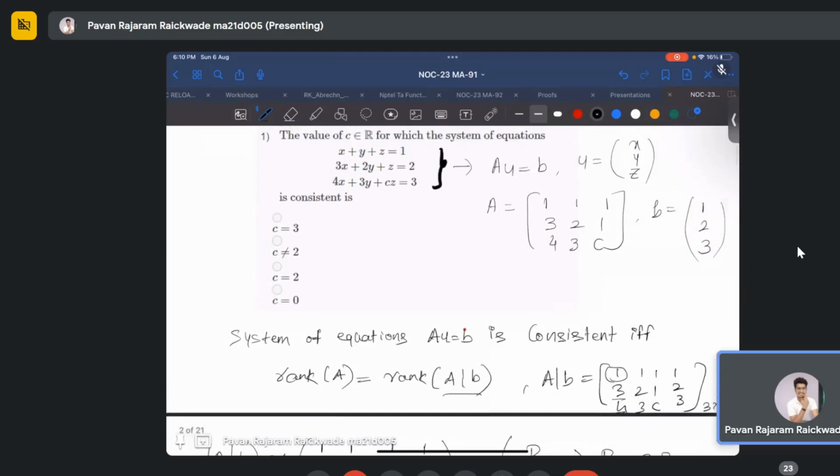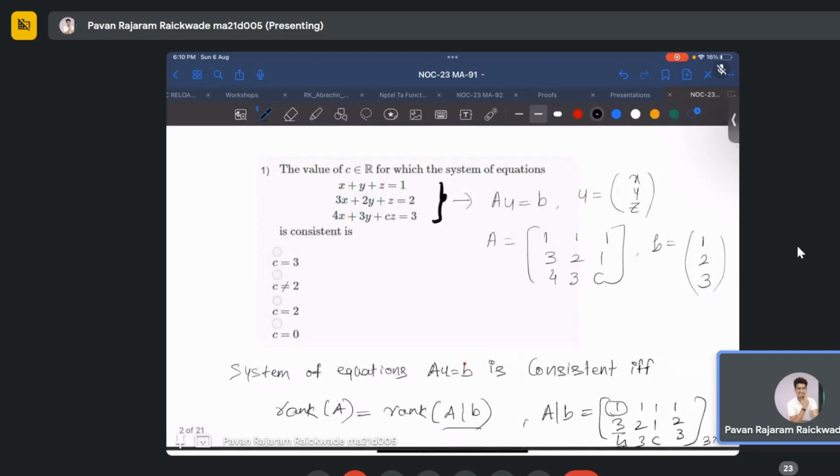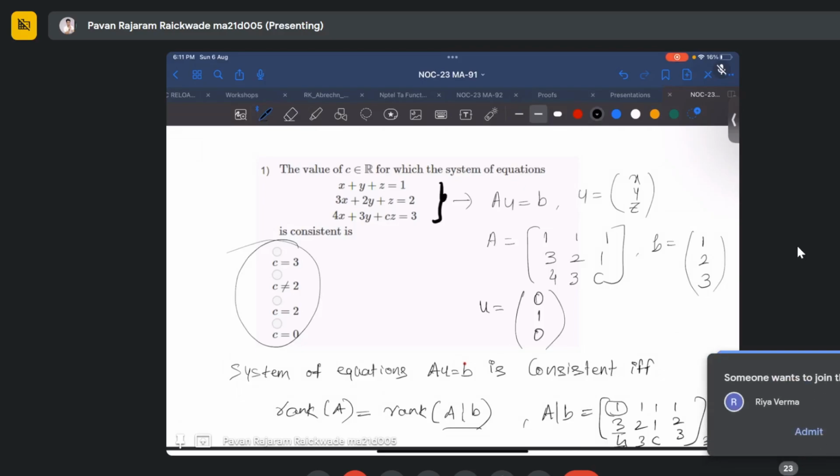Am I correct? Or is there any mistake? Yes, I think the question had some mistake here. I mean, there is no condition on C. No matter what C you choose, the system is always consistent. I can give you a solution as U equals 0, 1, 0. 0, 1, 0 is always a solution. No matter what value of C you choose, the system is always consistent. So don't think of these options, because there is no condition on C.